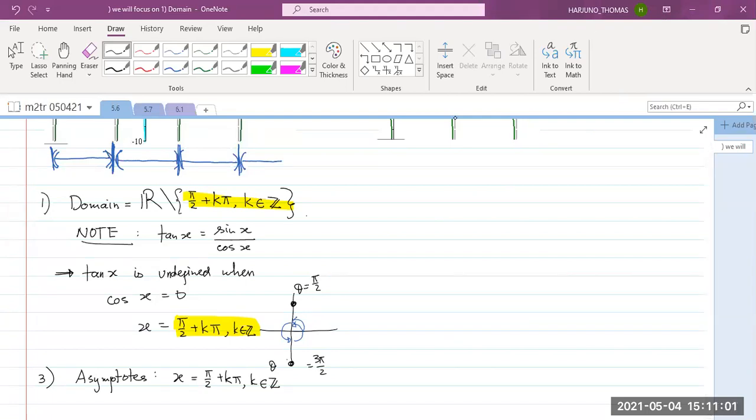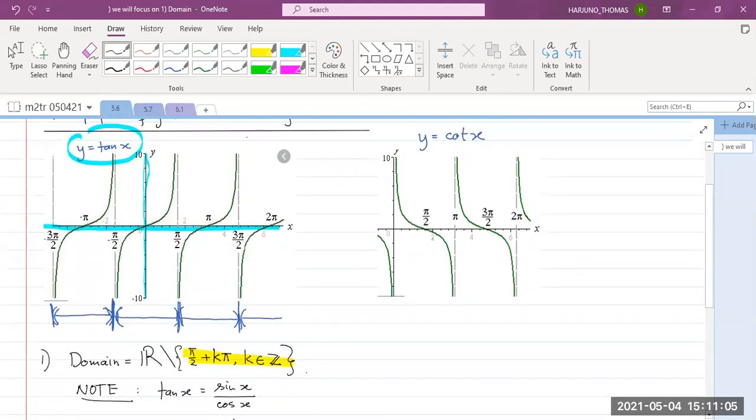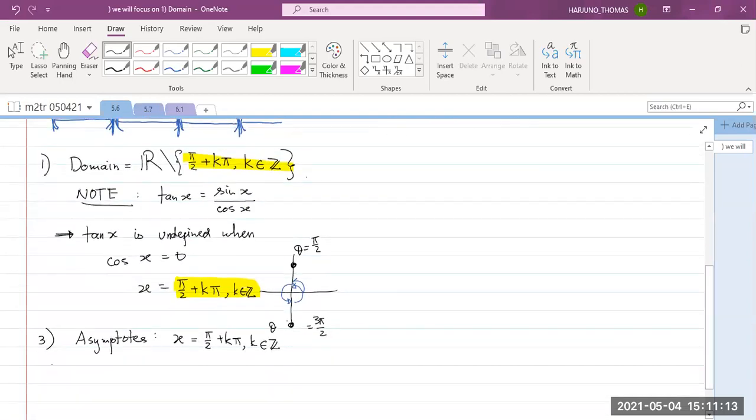Okay, the range in this case is all real numbers. As you can see from the graph, the range is actually all real numbers. That's right. Okay, the range is all real numbers. Okay, now that's for tangent.